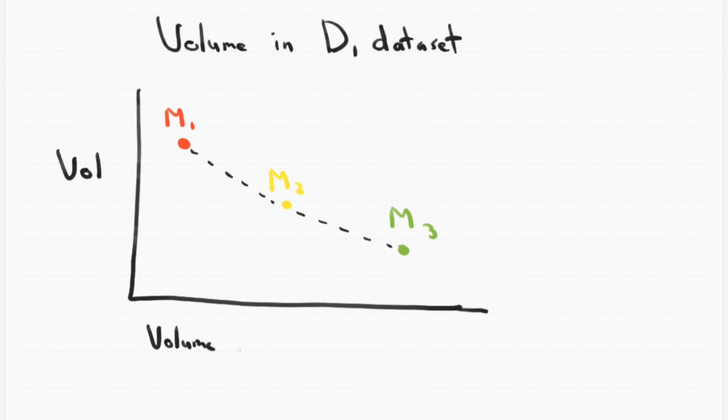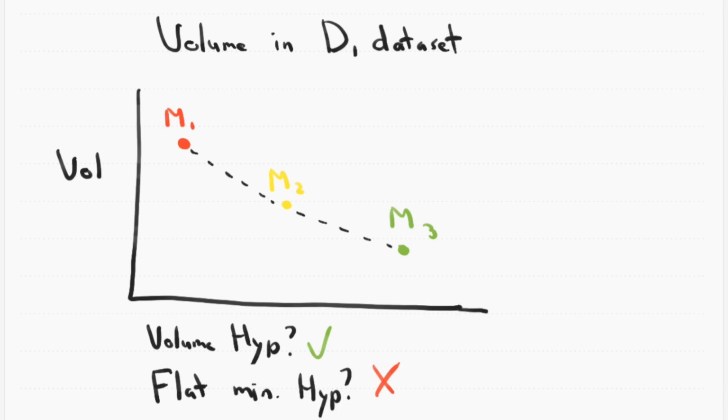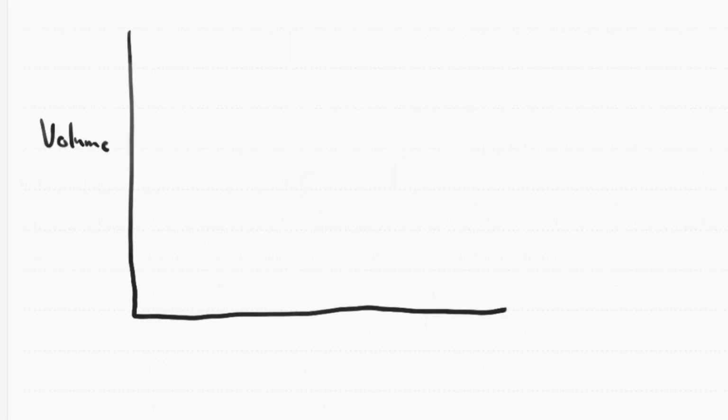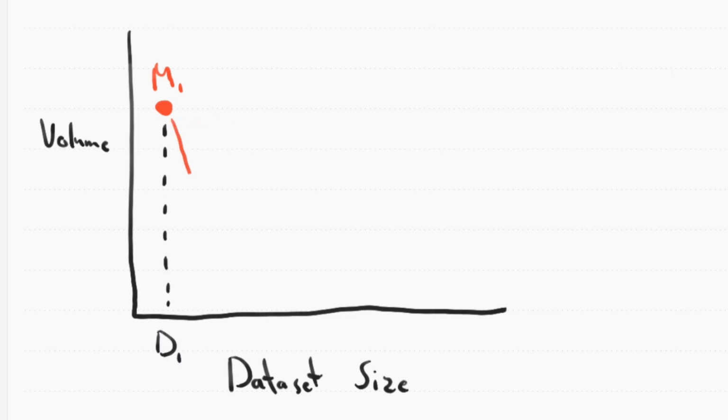From these results, we see the volume hypothesis seems to work well in small datasets, but the flat minima hypothesis doesn't work well. Does this trend only hold in small datasets? Our experiments suggest that for MNIST, this trend continues. We plot how model volume changes from smaller to larger datasets. M1 is initially very big, but when we add data, this minimum decreases in size because it increases in loss. Eventually it has zero volume under our chosen threshold.